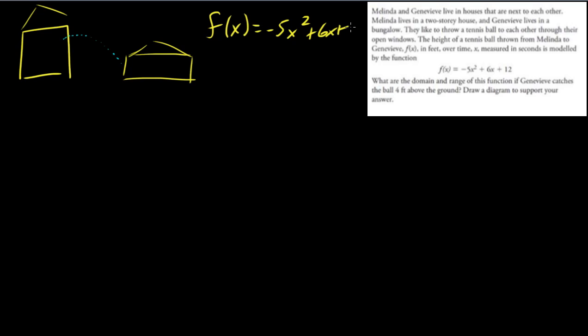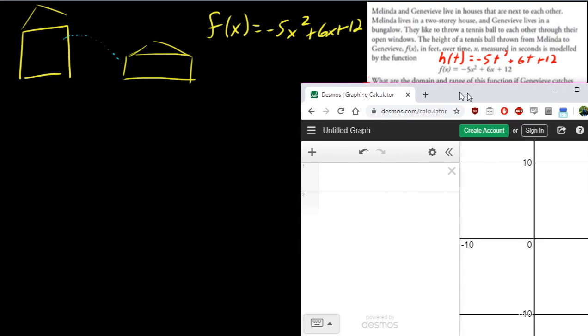This function could easily have been given in a different way, something like height as a function of time equals -5t squared plus 6t plus 12. In fact, I would get used to seeing functions like this and then having to put them into Desmos. So we have: what are the domain and range of the function if Genevieve catches the ball 4 feet above the ground? Draw your diagram to support your answer. So let's put this into Desmos.